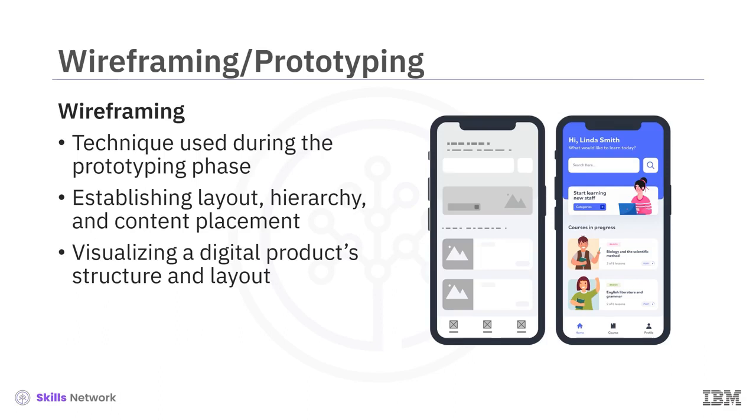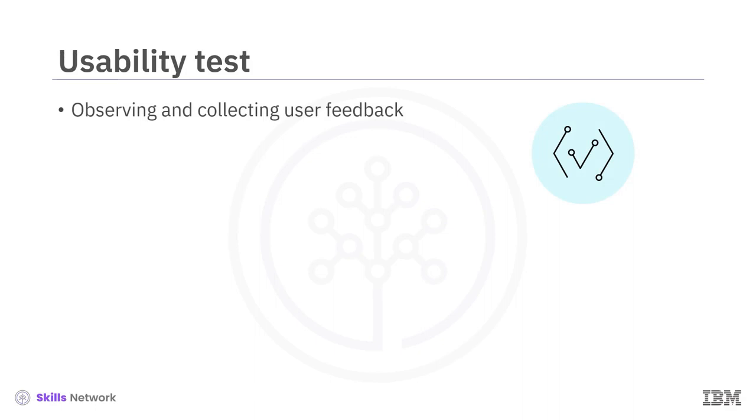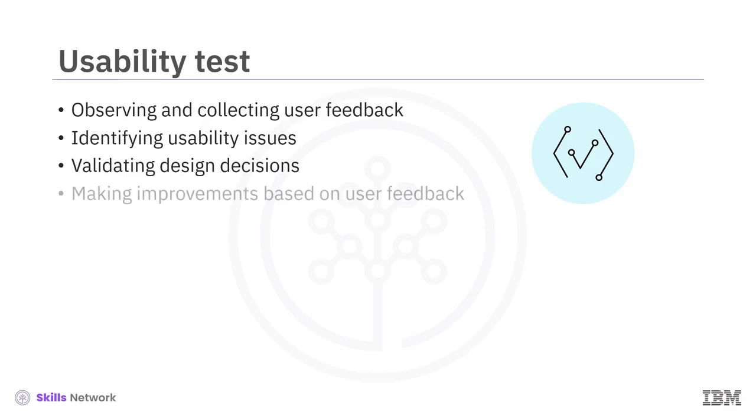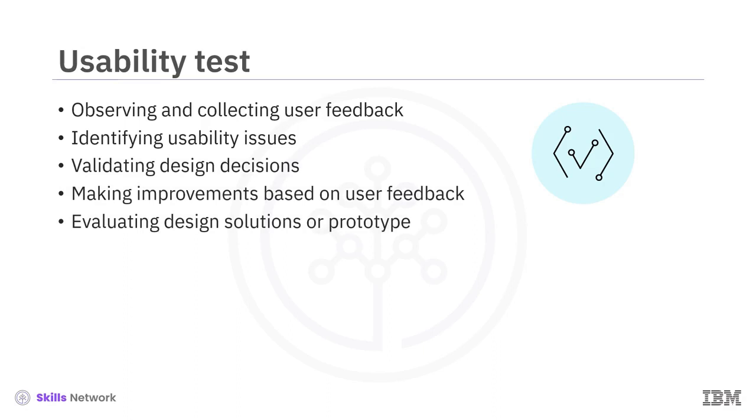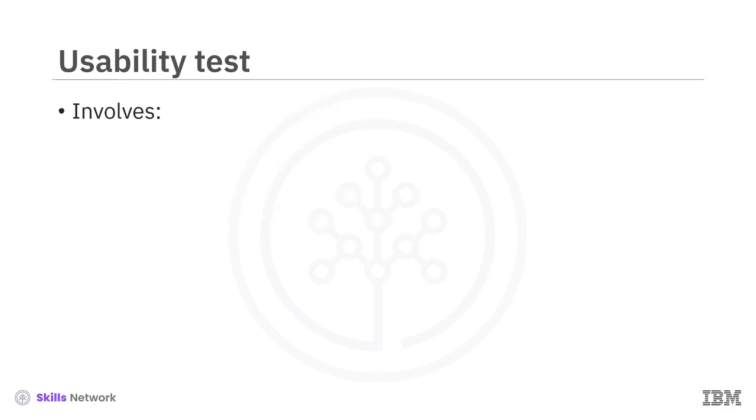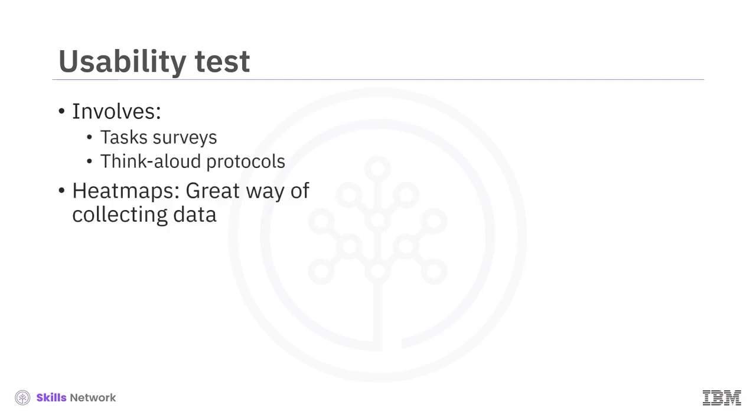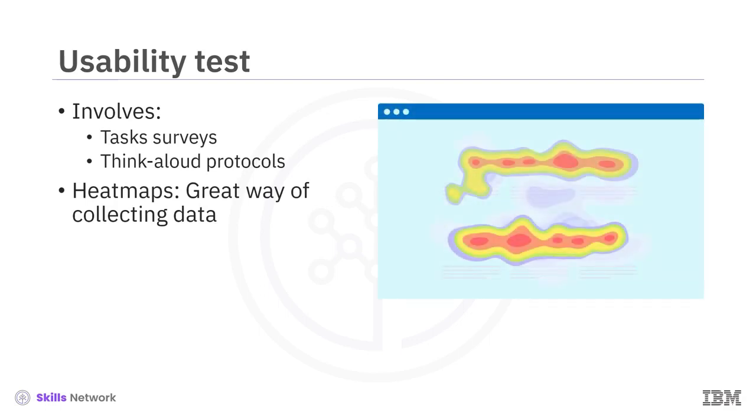Usability testing involves observing and collecting feedback from users as they interact with the prototype or the actual product. It helps identify usability issues, validate design decisions, and make improvements based on user feedback. The team collects suggestions and insights related to specific features, layouts, and interactions from the testers. Usability testing can involve tasks, surveys, think-aloud protocols, and heat maps to measure user interactions and satisfaction. Heat maps are a great way of collecting data on how people interact with an application or website.